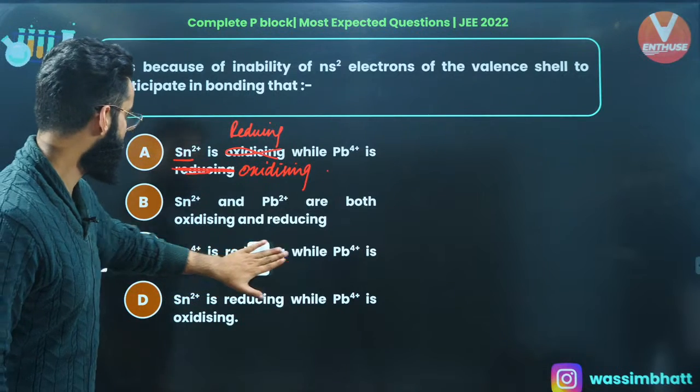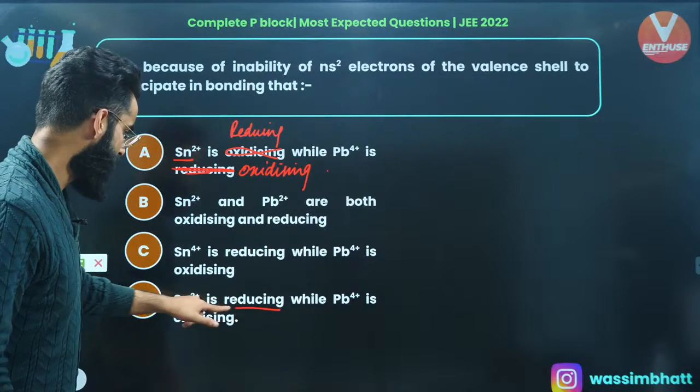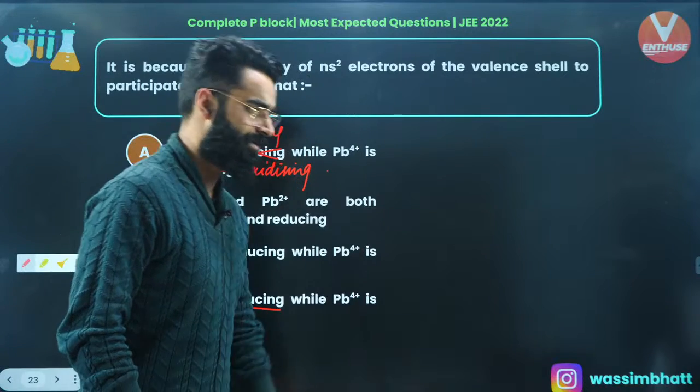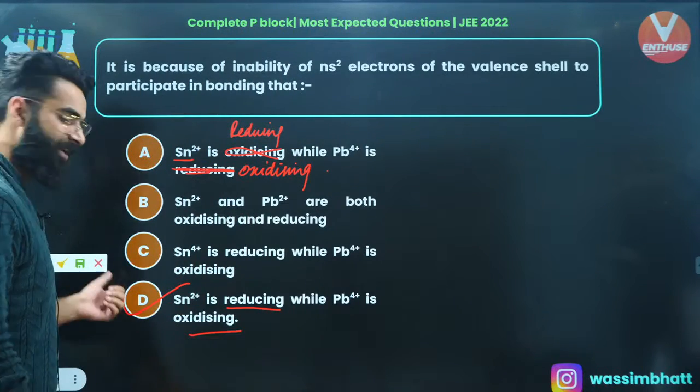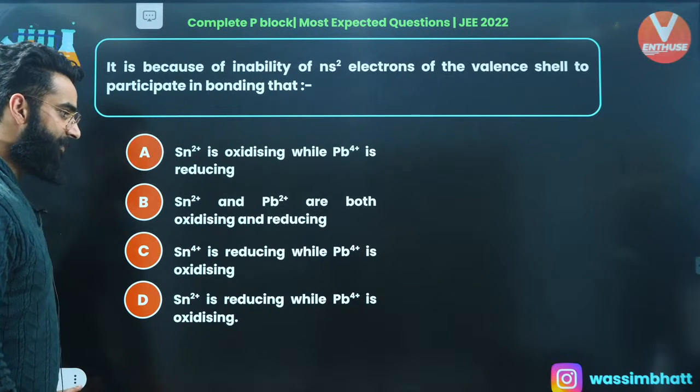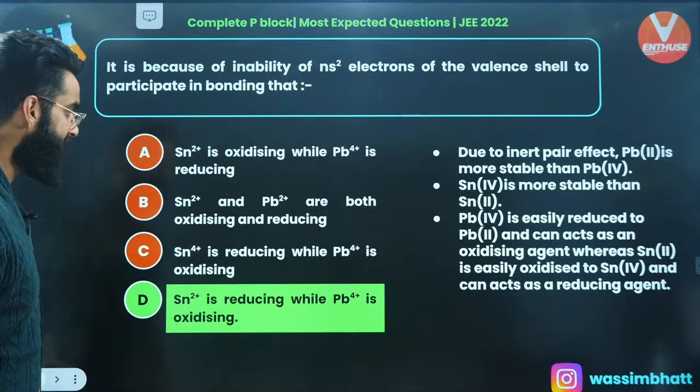Just a second, not this one, sorry. Sn2+ is reducing, while Pb4+ is oxidizing. So it's option D which is the correct answer of this particular question, right? This happens basically due to the inert pair effect only, the reluctance of ns electrons to participate in the bonding, right?